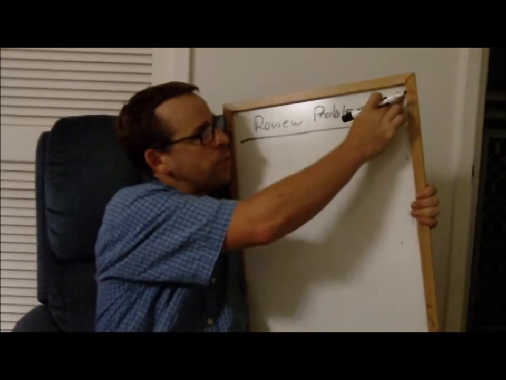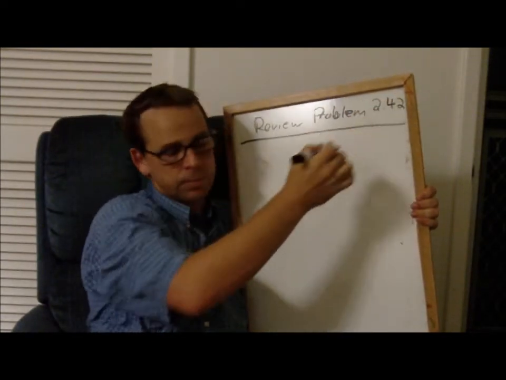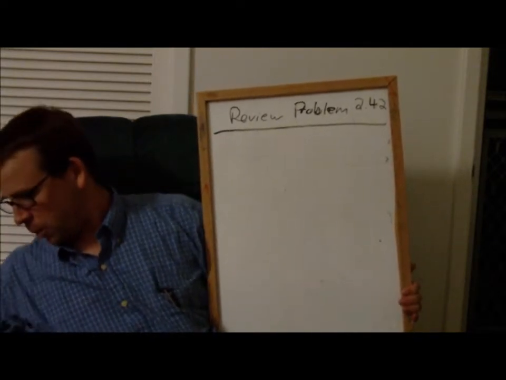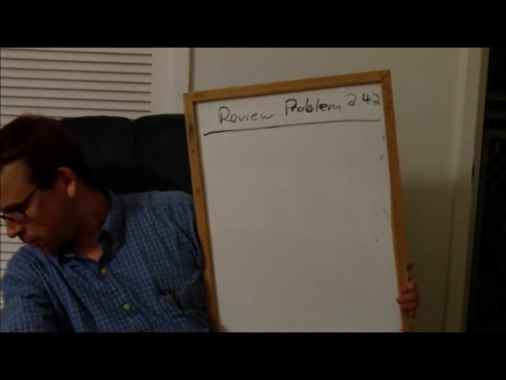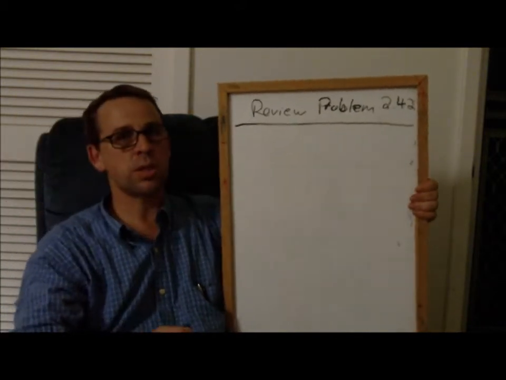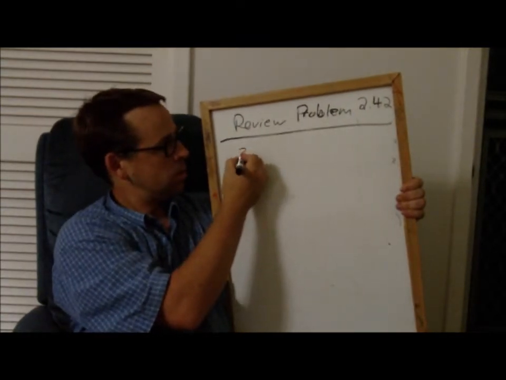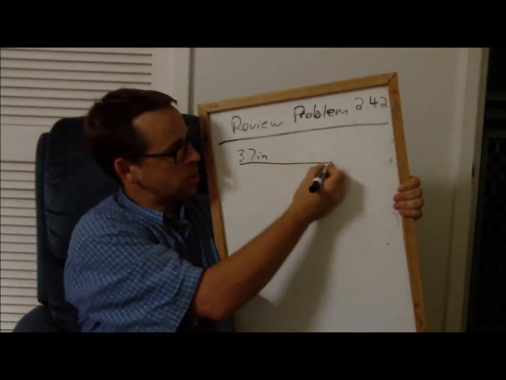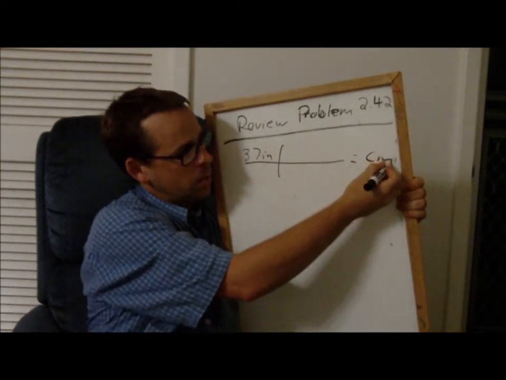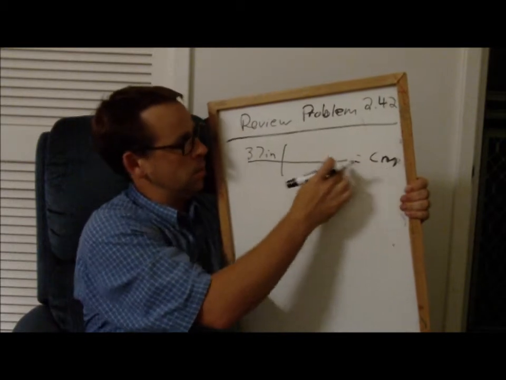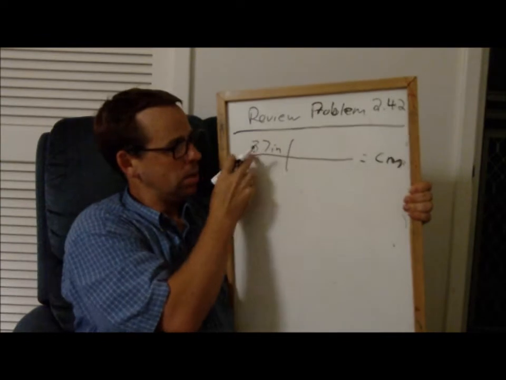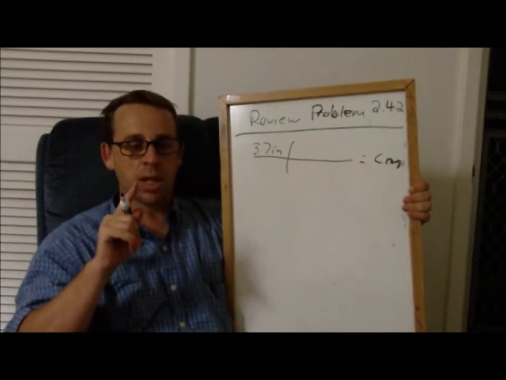Okay, so now we're on to 242. Perform the following conversions. If necessary, refer to tables 2.3 and 2.4. 37 inches to centimeters. 37 inches, and we want to convert that to centimeters. Alright? So we write what we would like the units to be. We write the value that we start with, and then we try to convert it.